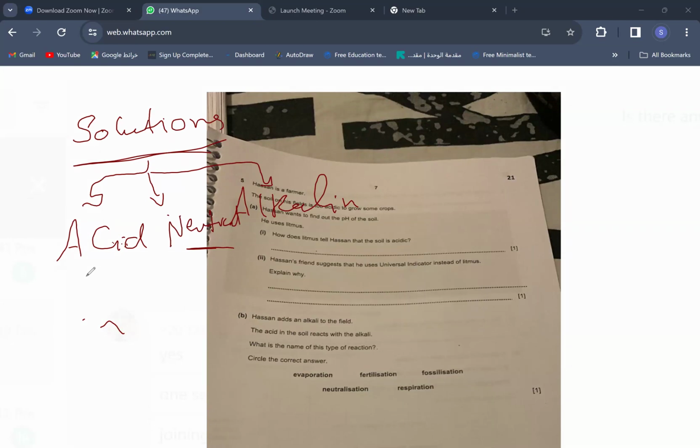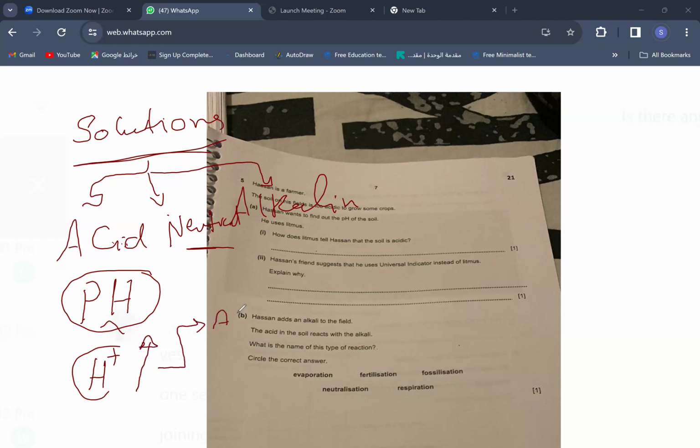Okay, this depends on what? This depends on their pH. What is the meaning of the word pH? The pH is the measurement of the concentration level of hydrogen ions in a solution. If there is high concentration of hydrogen ion, this solution is acid.